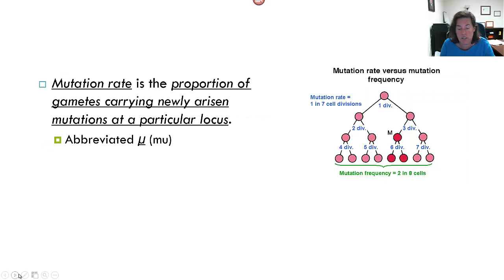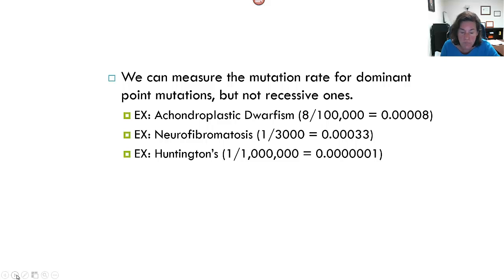We generally measure the frequency of mutations by what's called the mutation rate. The mutation rate is the proportion of gametes carrying newly arisen mutations at a particular locus. It is abbreviated mu, like a cursive U. We calculate the mutation rate for dominant point mutations. You can calculate the mutation rate for dominant point mutations, but you cannot calculate the mutation rate for recessive ones because they're not being expressed.